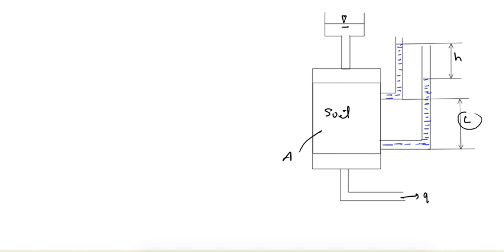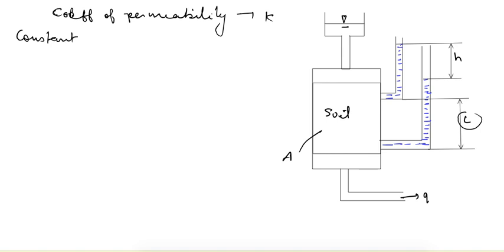Now let's see the various tests which are conducted to find out the coefficient of permeability. So first we will see the lab test. In the lab there are two tests which are conducted. First is the constant head test and second is the variable head test.